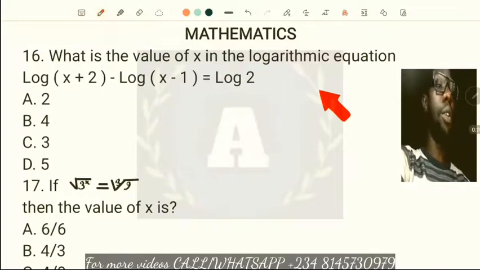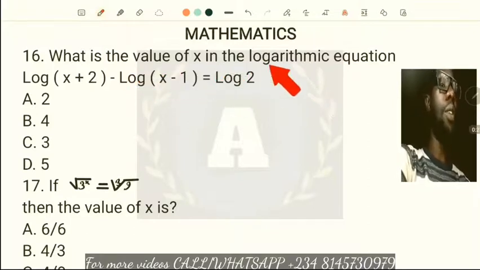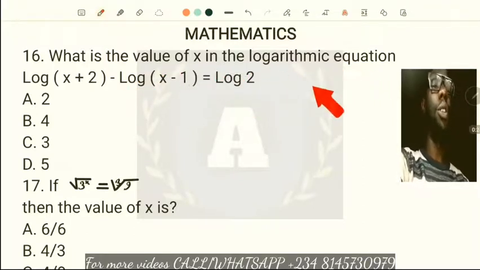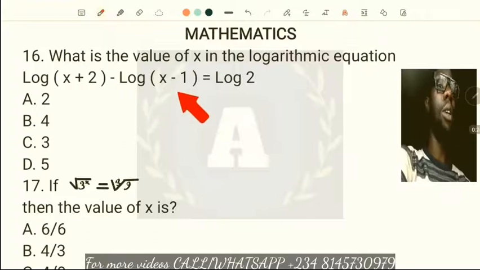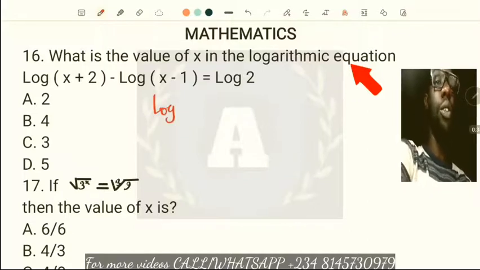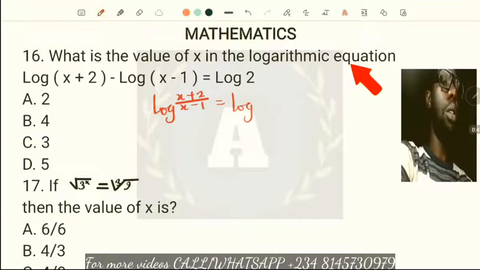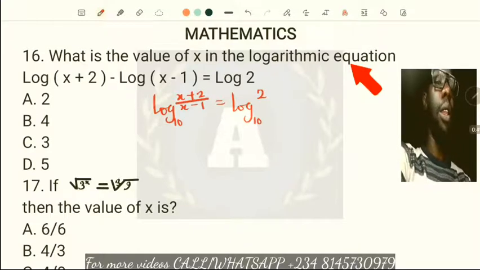Now they ask the question here, what is the value of x in the logarithmic equation? Log (x plus 2) minus log (x minus 1) equal to log 2. Now here, because you have a subtraction between the two logs, it changes to division: log of (x plus 2) divided by (x minus 1) equal to log 2. So both are to the base of 10. If nothing is written there, then you should know that they are to the base of 10. Now this can easily cancel out this.